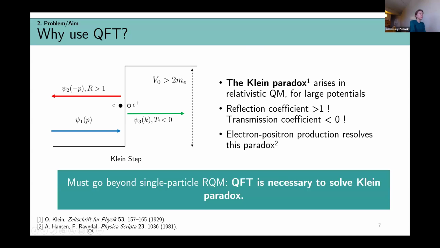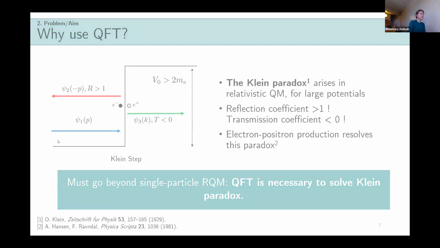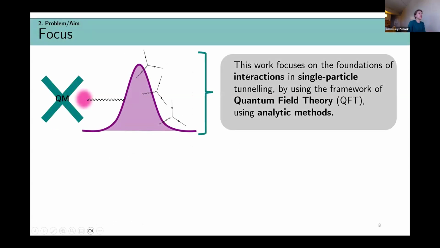And fundamentally, in order to do this, you have to go beyond a single particle description of relativistic quantum mechanics. Like QFT is necessary to solve this paradox. So while this particular example is not strictly a tunneling problem, it does give motivation for why we should perhaps treat interactions in scattering problems and tunneling problems more carefully. And this really brings us to the focus of this work.